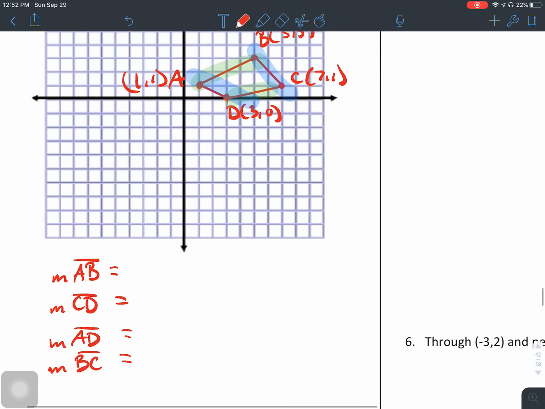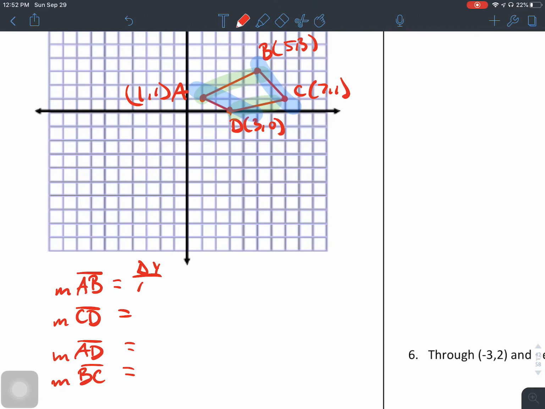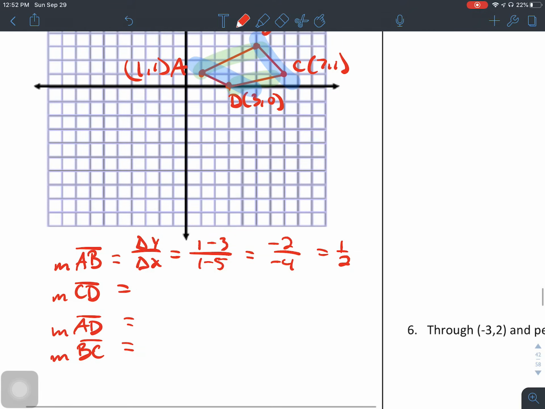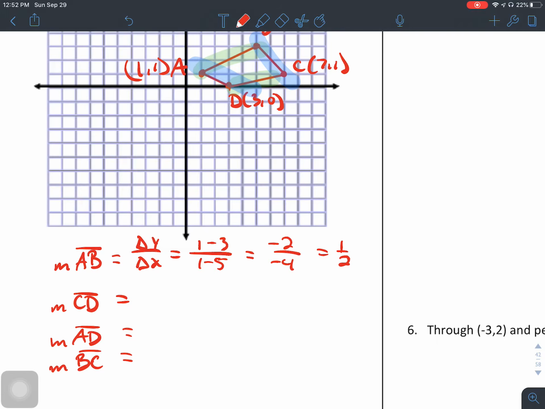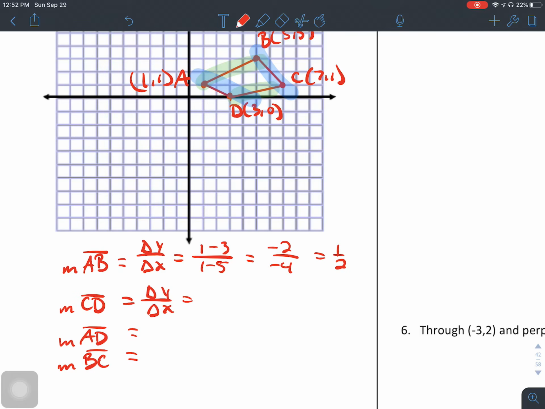So to find the slope of segment AB, we're going to do change in y over change in x. Our y values for A and B are 1 and 3. Our x values are 1 and 5. That's going to give us negative 2 over negative 4, which is 1/2. CD should also be 1/2. This is going to be a rectangle. CD, give myself a little more space here. Every time you use the slope formula, you're required to write down the formula before you put numbers in. Change in y over change in x. CD has y values of 0 and 1 and x values of 3 and 7. It's going to be negative 1 over negative 4, which is 1/4.